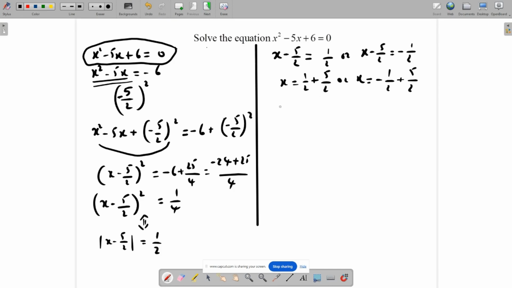If we add these, we have 1 plus 5 divided by 2, which gives us 3. And this one will have minus 1 plus 5, which is 4 divided by 2, and that will give us 2. So the solution is 2, 3. And there we have it. That's how we solve this equation using the completing the square method.